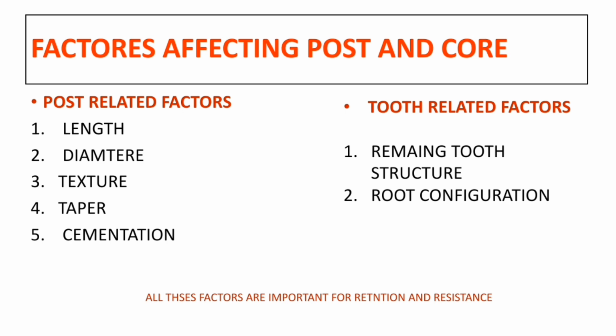Next is very important, just note it down. There are so many factors that affect post and core. The first is post related and the other is tooth related, and both are very important because these factors play a big role in retention and resistance. The post related factors are length, diameter, texture, taper and cementation, and the tooth related factors are remaining tooth structure and root configuration.